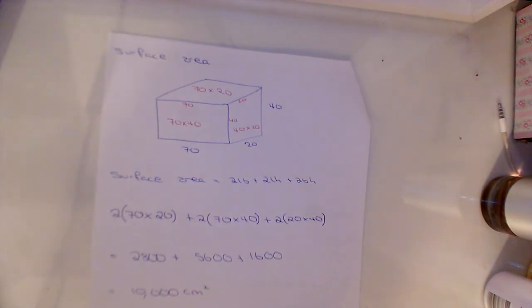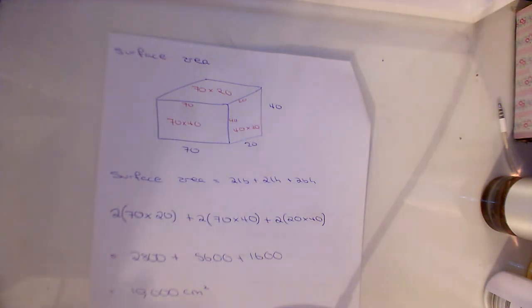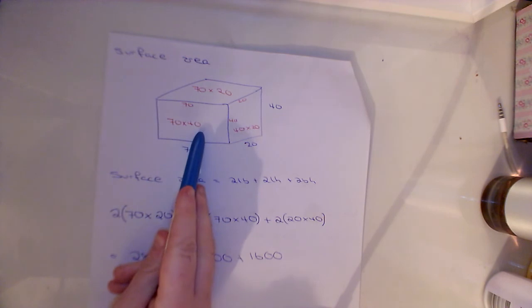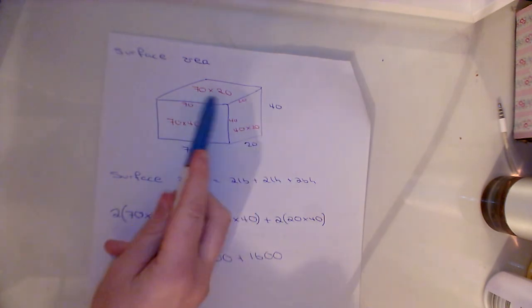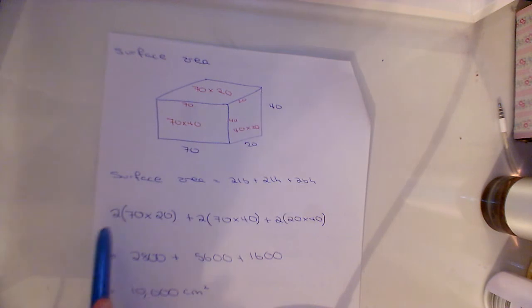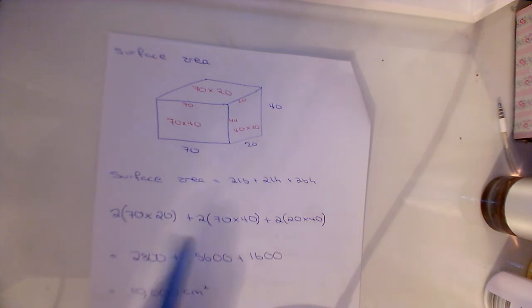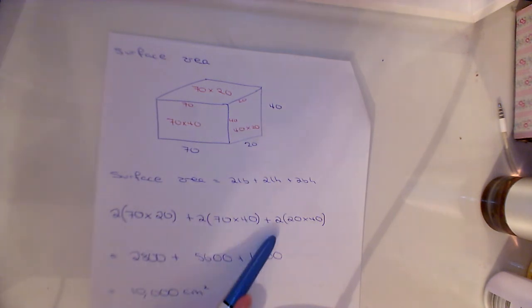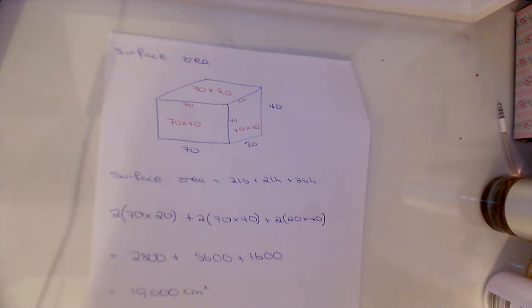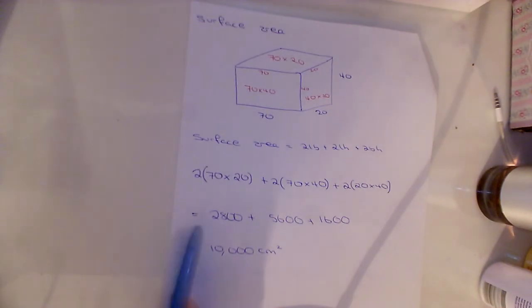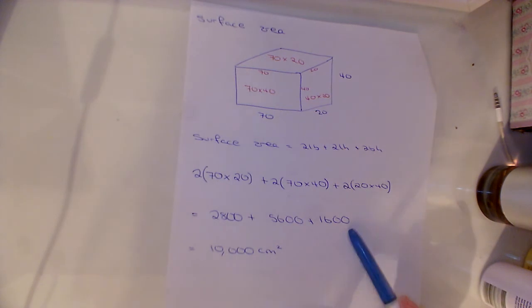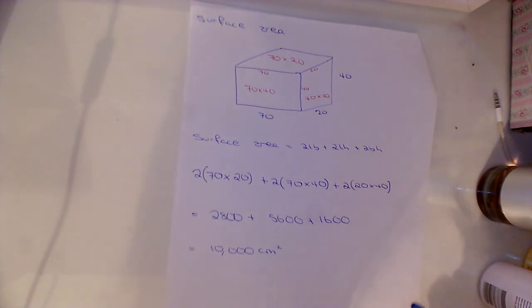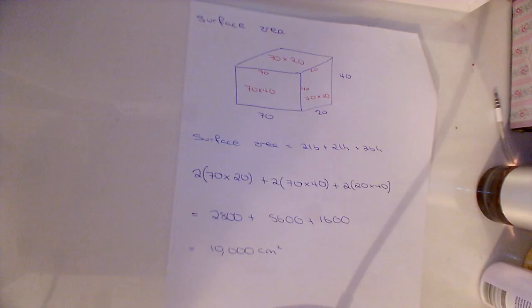Then I get the area of all those little rectangles. So here I have 70 by 40, here I have 40 by 20, and up here I have 70 by 20. So then it's going to be 2 times 70 by 20 plus 2 times 70 by 40 plus 2 times 20 by 40, because I have 2 sides. So then my answer is going to be 2,800 plus 5,600 plus 1,600, and I get 10,000 centimetres squared for that surface area.